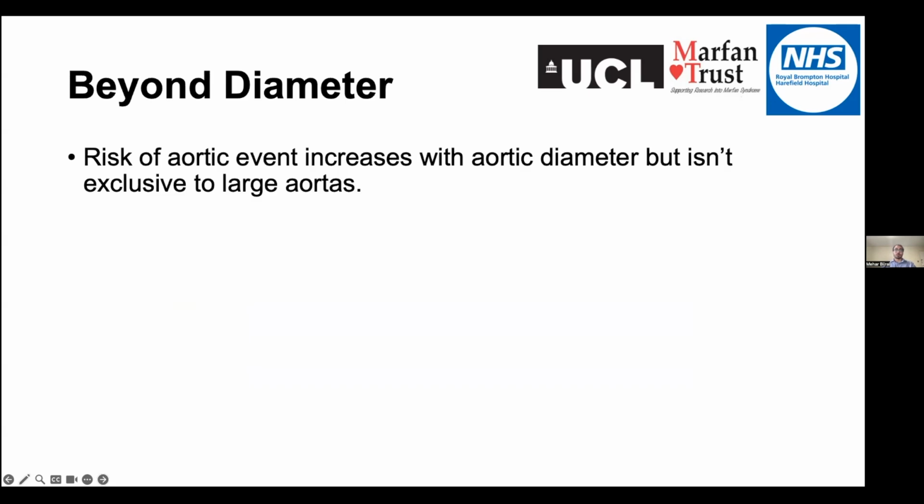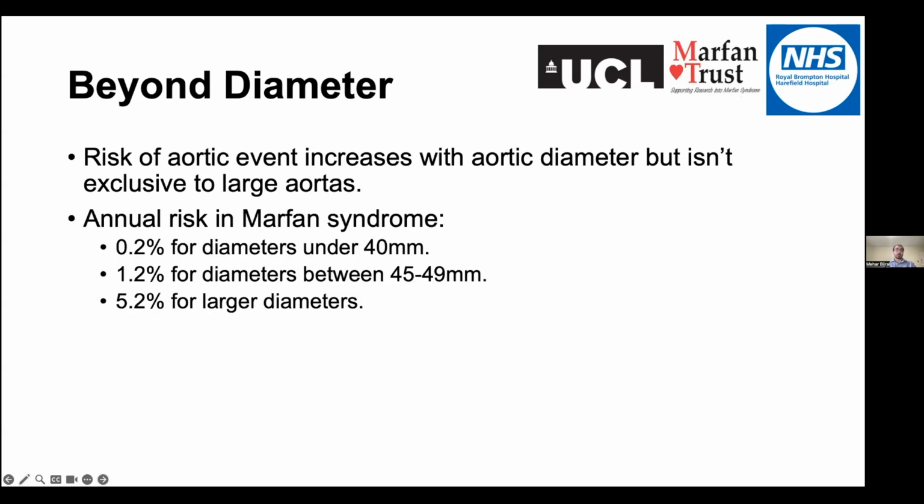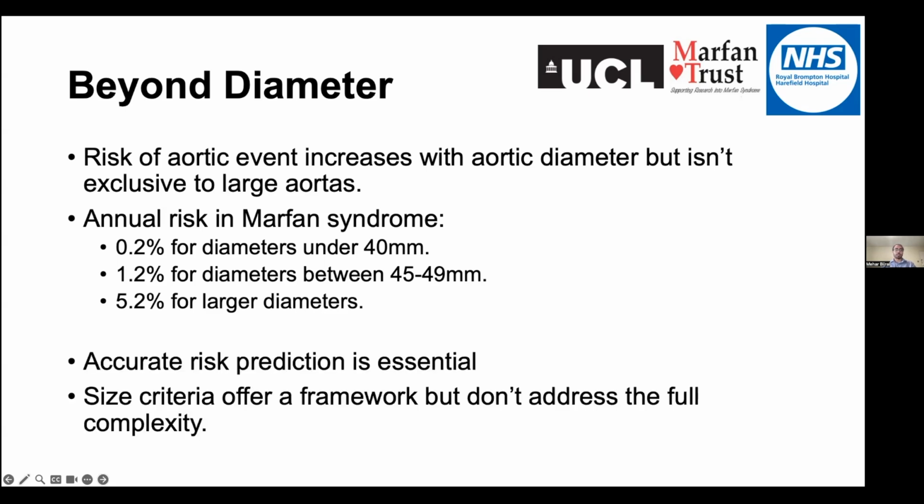So, although research shows that the risk of an aortic event like dissection does indeed increase with aortic diameter, other research shows that actually dissection can occur in diameters that are less than those discussed in the current guidelines. And this warrants further exploration in attempting to predict dissection in ways that are less arbitrary, such as purely based on diameter. It means that accurate risk prediction is essential and that size criteria may offer a framework, but it does not address the full complexity of predicting aortic dissection.